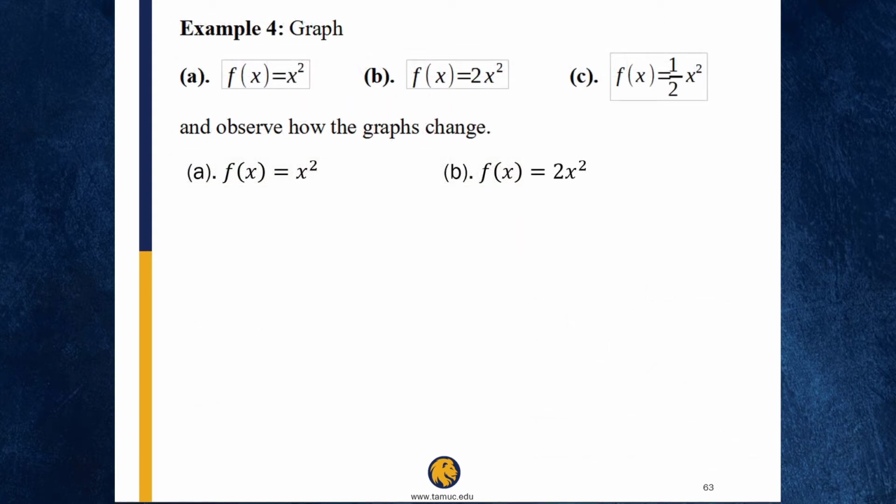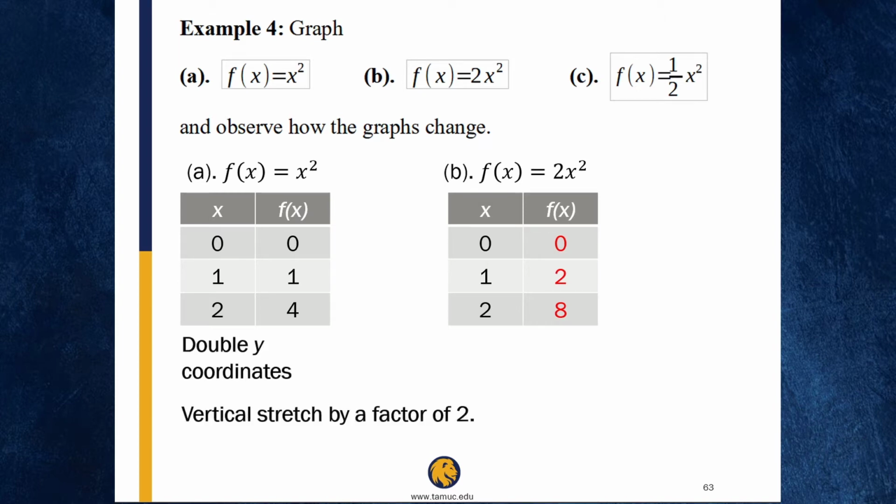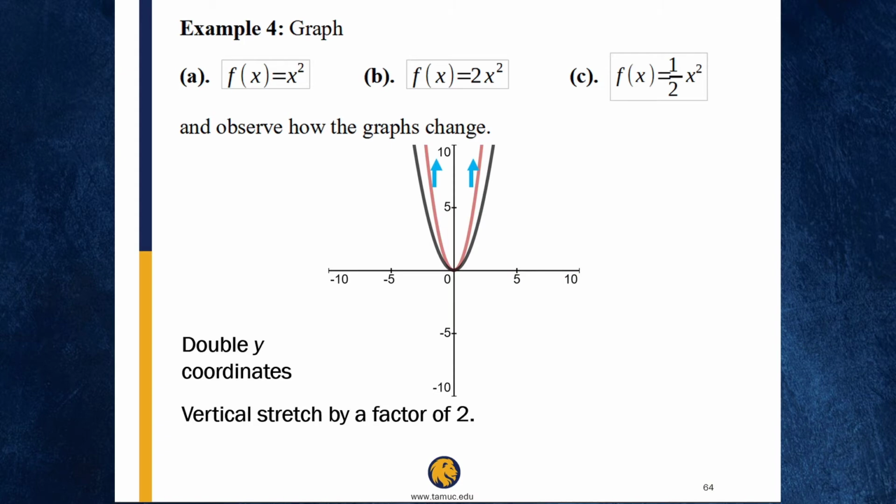Multiplication causes transformations as well. So here we can take a look at f of x equals x squared and f of x equals 2x squared. If I plug in 0, 1, and 2, it would turn into 0, 1, and 4 for f of x. With 2x squared, however, the numbers are going to be doubled. So doubled the y coordinates, and that causes the graph to have a vertical stretch by a factor of 2. So we can see from the original parabola, it gets stretched upward by a factor of 2.